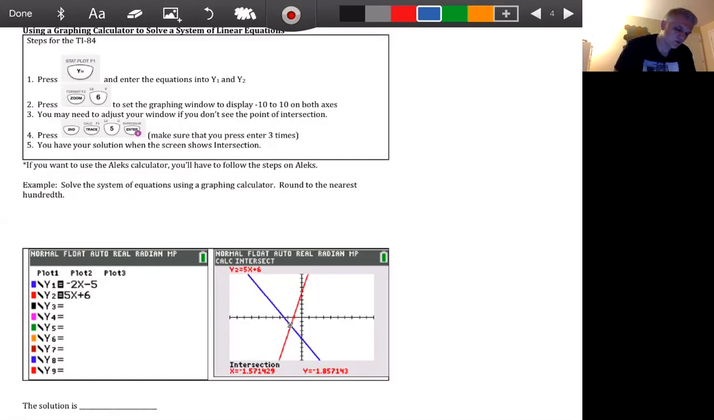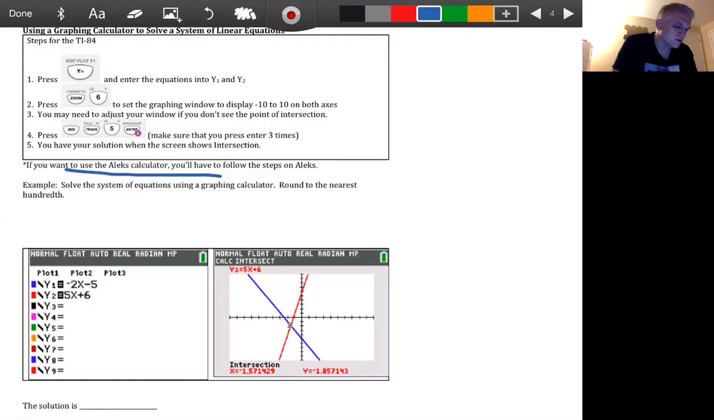Then if you remember, Zoom 6 just makes it so that your x window goes from -10 to 10, and your y part of your window is from -10 to 10. Okay, so it's a pretty standard window. That's why it's called Zoom Standard. And once you've done that, if you can see the intersection on your screen, then you can get it very quickly and very easily.